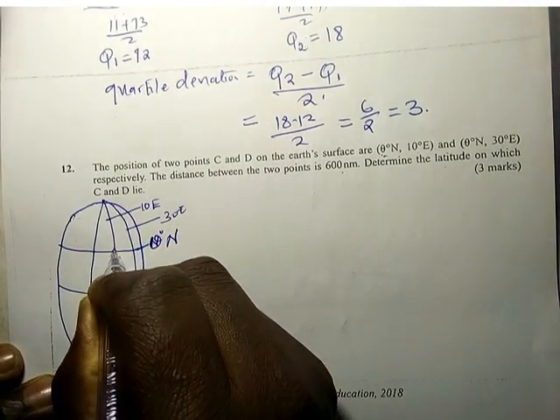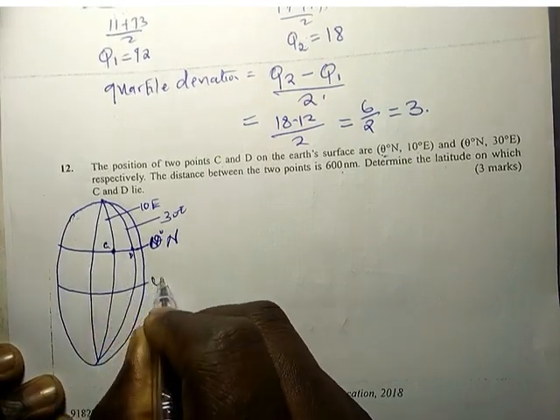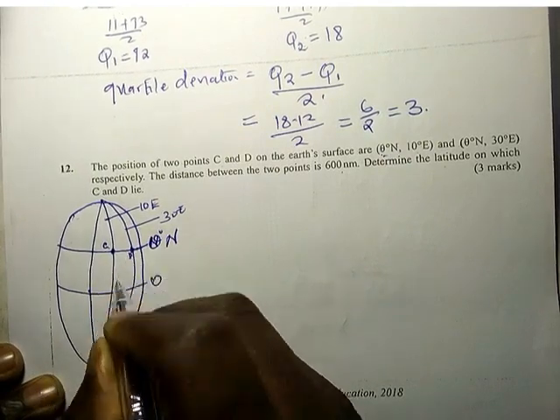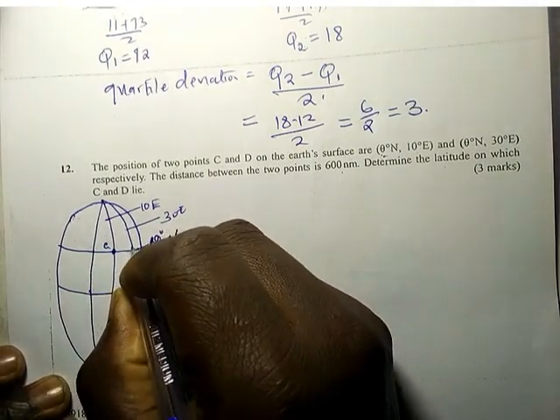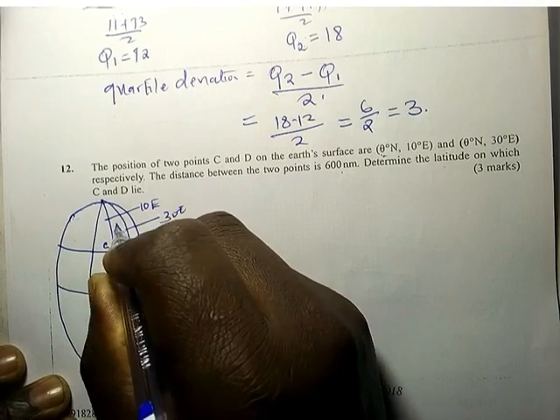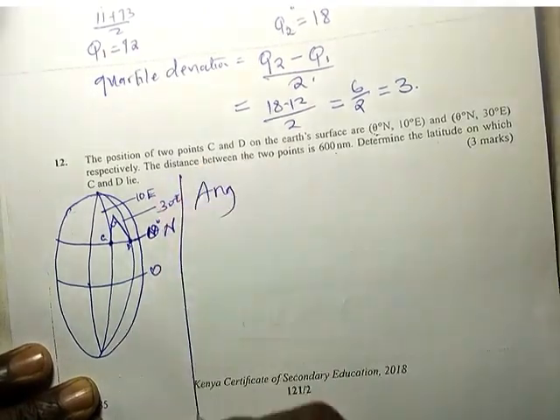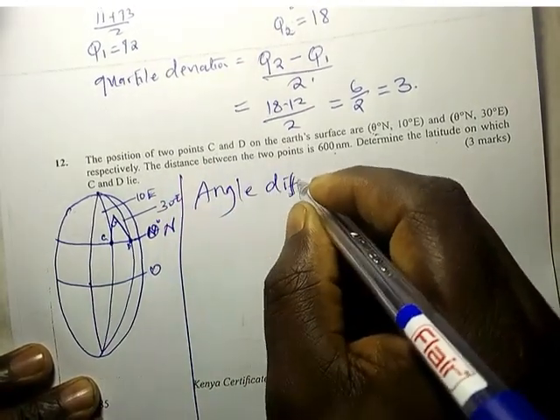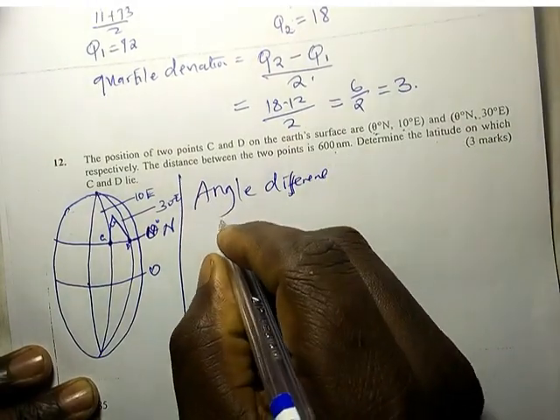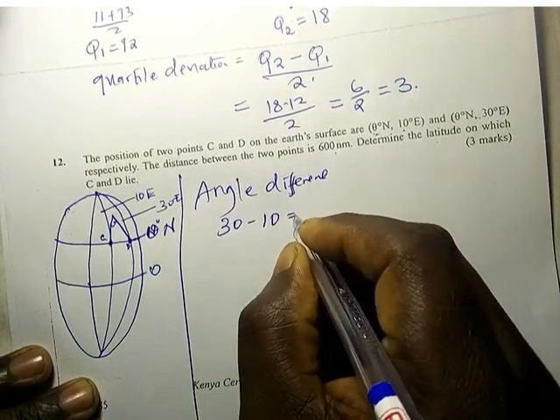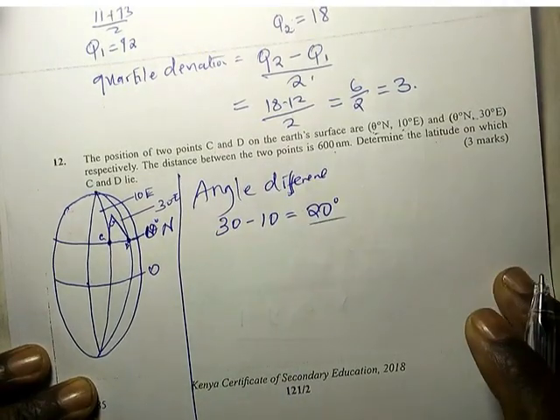So C is here, D is here. Remember, this is the equator and this is the Greenwich meridian. So these are the points. So it means this one is on the small circle. So let us get now the angle difference. Because they go east, east, we subtract, that is 30 minus 10, which gives 20 degrees. So the angle difference is 20.